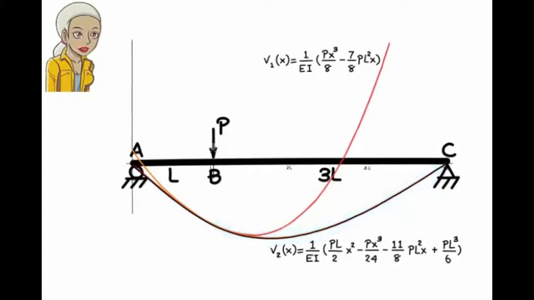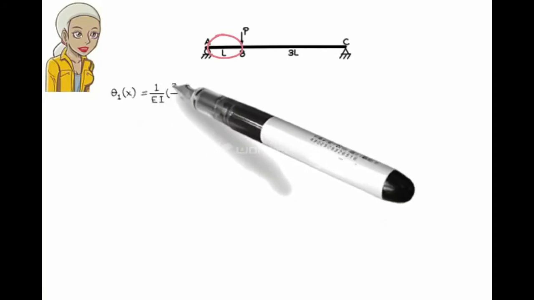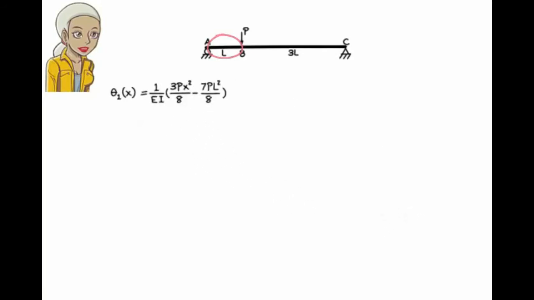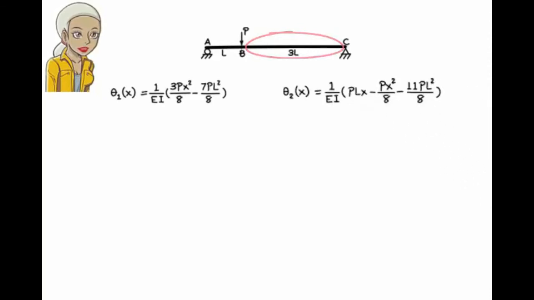Now, suppose we are asked to determine the location of maximum deflection in the beam. We can do this visually by inspecting the graph of the elastic curve, or we can do it more accurately, algebraically, using equations V1 and V2. More specifically, we know that at the point of maximum deflection, slope of the elastic curve is 0. Here is the slope function for the left segment of the beam. And here is the slope function for the right segment of the beam.